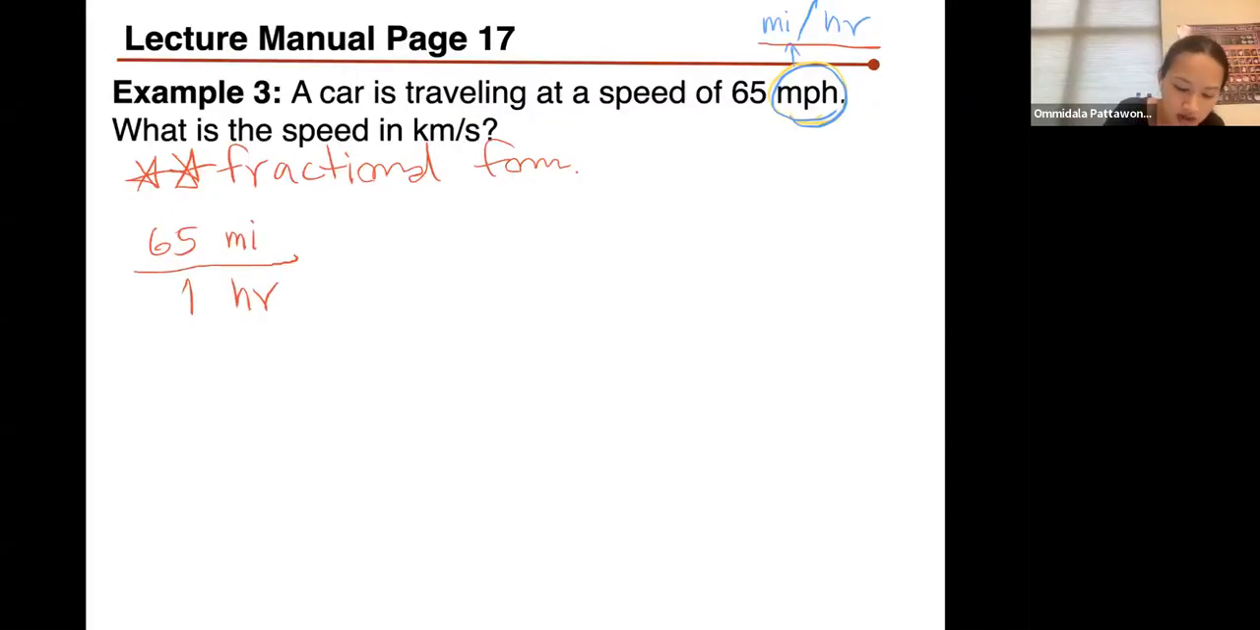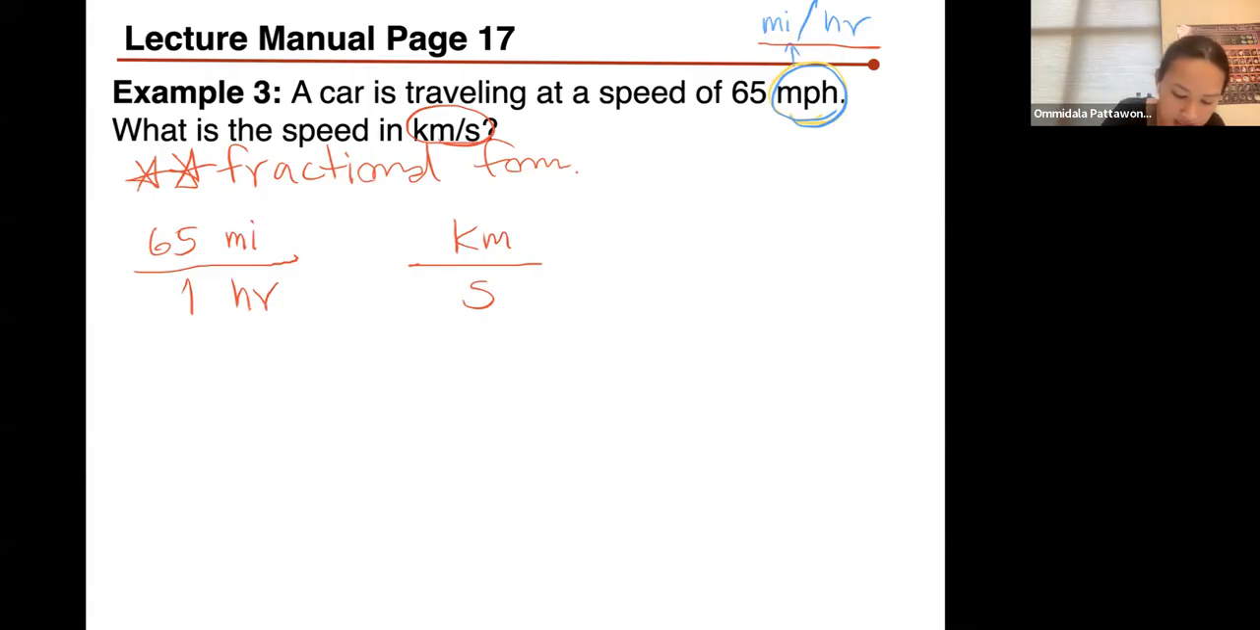Same thing as well with the kilometer per second here. Kilometer, right, per second means per 1 second, so second would be on the bottom. So whenever you have to deal with unit conversion, you need to make sure that you end up with the right unit, right?